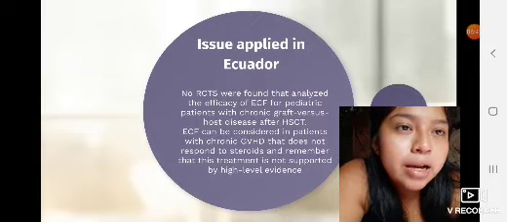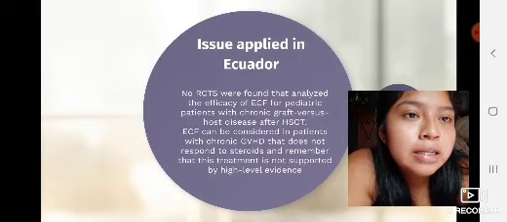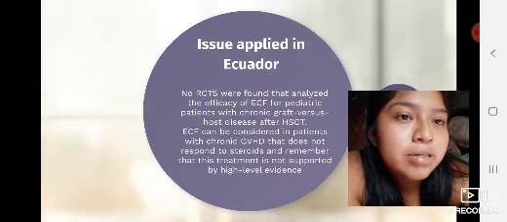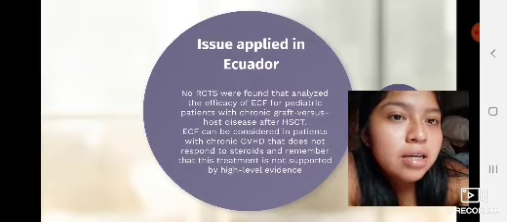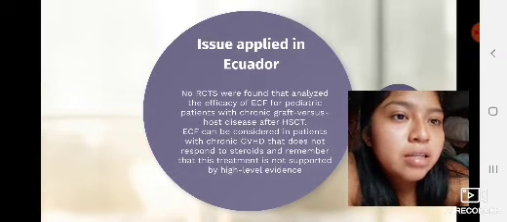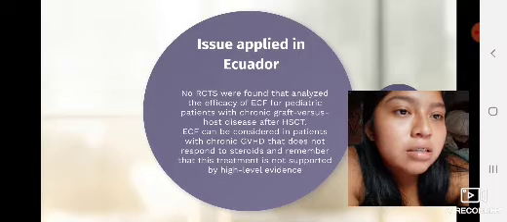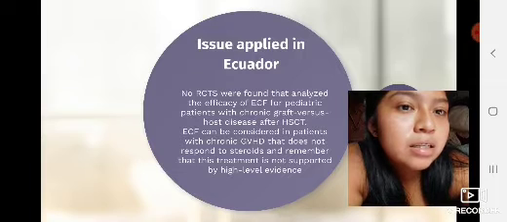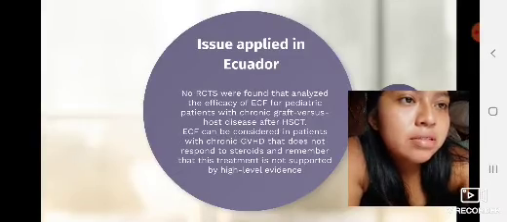No RCTs were found that analyzed the efficacy of ECP for pediatric patients with chronic graft-versus-host disease after transplant. ECP can be considered in patients with chronic GVHD that does not respond to steroids, and remember that this treatment is not supported by high-level evidence.